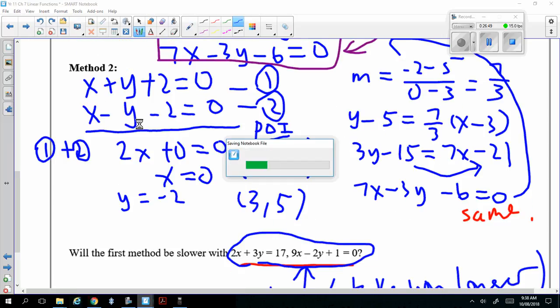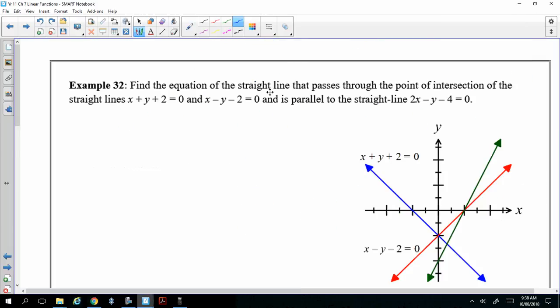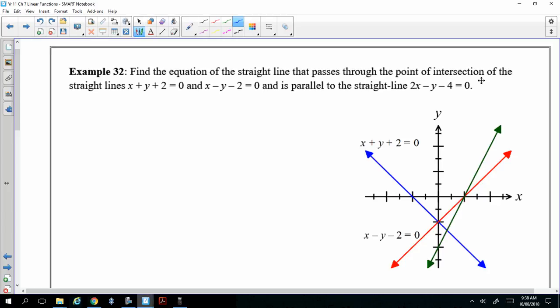All right, find the equation of the straight line that passes through the point of intersection. Again, family of lines, but it has to be parallel to this line, right? So basically, you got all these family of lines, right? But only one of them will be parallel to the green line. So which is like this. All right, now you see on the board, parallel to this line. You want these two parallel, right?